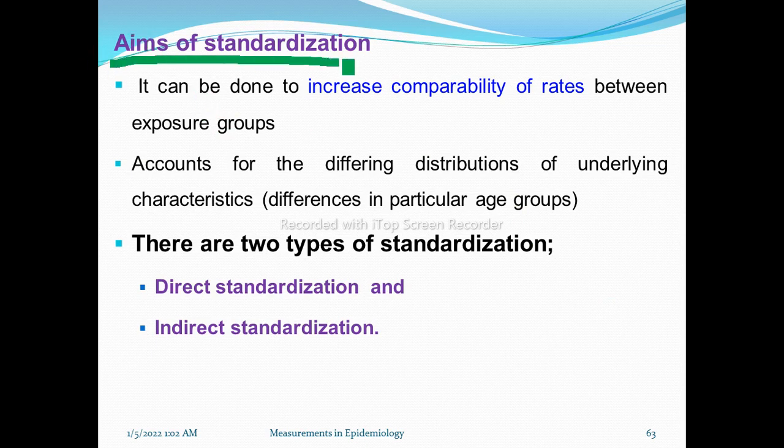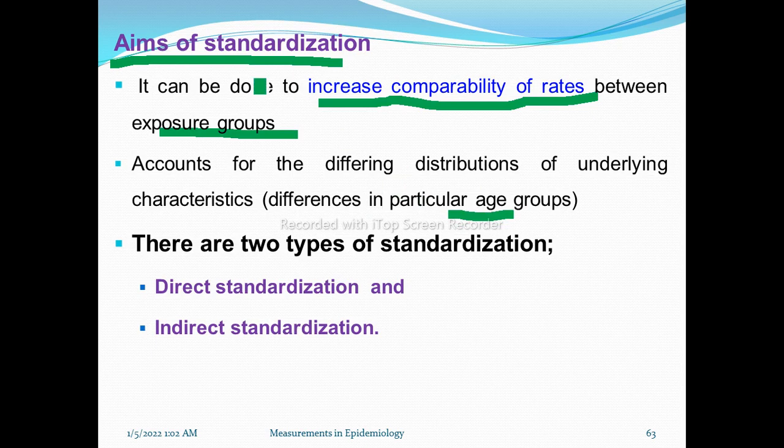The aims of standardization: it can be done to increase the comparability of rates between exposure groups. It accounts for differing distributions of underlying characteristics, such as differences in particular age groups. So we standardize for this reason. We have 2 types of standardization. The first one is direct standardization. The second one is indirect standardization.